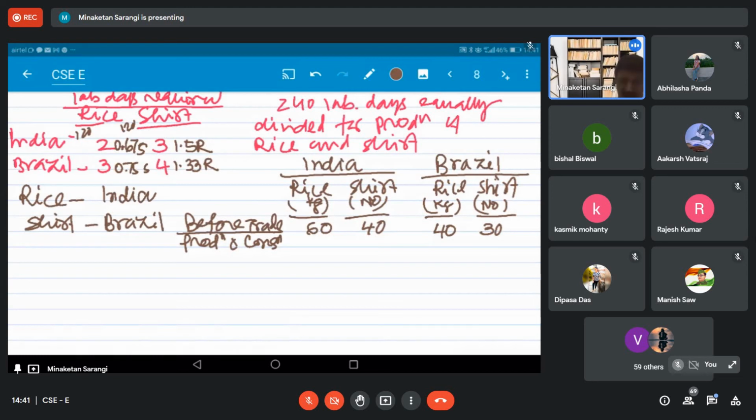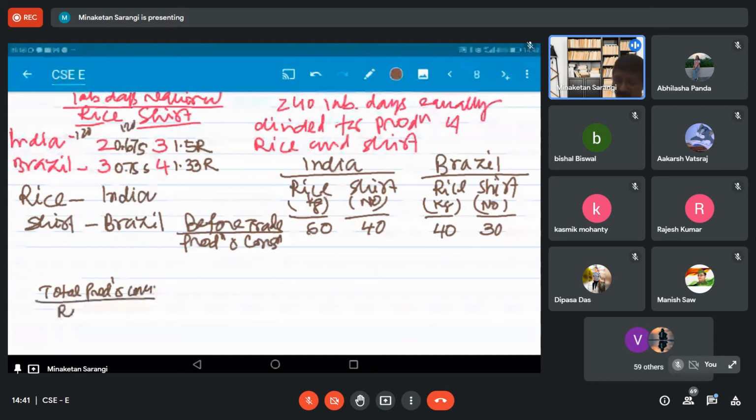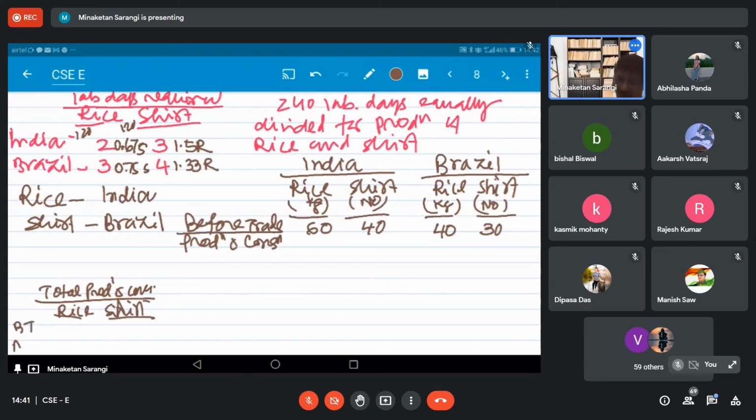So we can take another table. What is the total production and consumption? Rice, sat. We'll take before trade and after trade. Before trade, total production of rice, India 60, Brazil 40, 100. Total production of sat, India 40 and Brazil 30, 70.